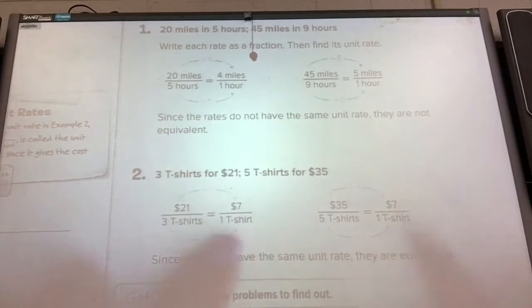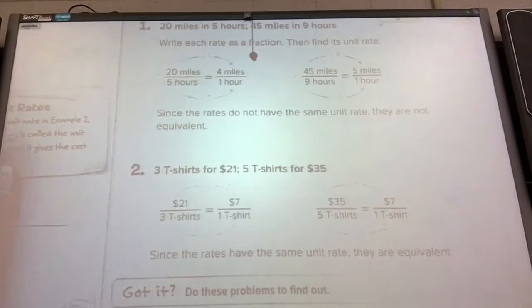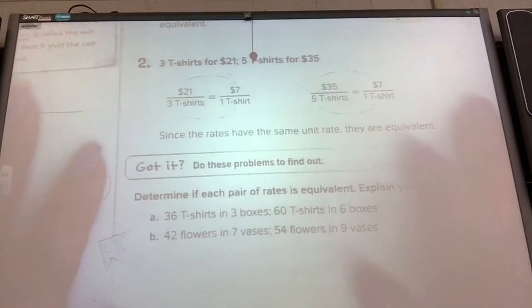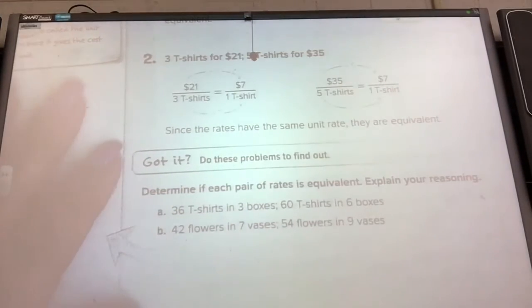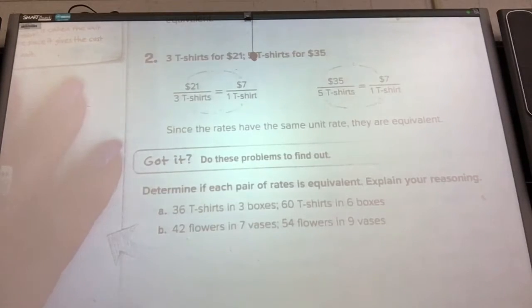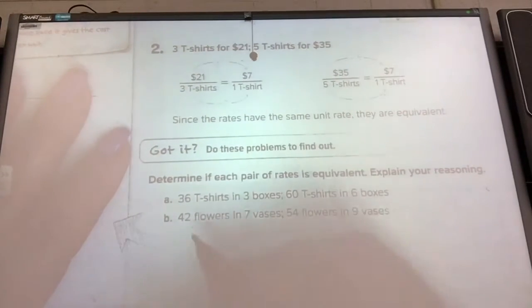Yes, they have the same unit rate. All right, pause, try these got it problems. See if you can figure out if these are equivalent or not equivalent. When you get done, go ahead and check your work. I'm going to be going over it, and please don't cheat, in 5, 4, 3, 2, 1.